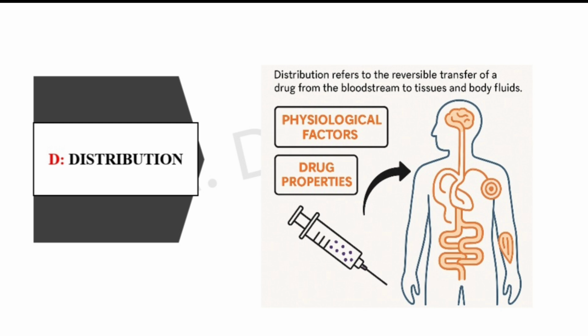Drug distribution. Distribution is the process by which a drug moves from the bloodstream to various tissues and organs in the body after it has been absorbed or administered. It determines which tissues receive the drug and in what amount, and influences dosing, especially in conditions like obesity, sepsis, or liver-kidney disease. The major factors affecting distribution.